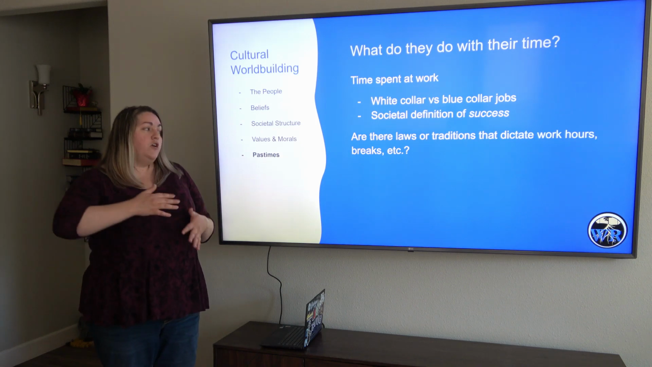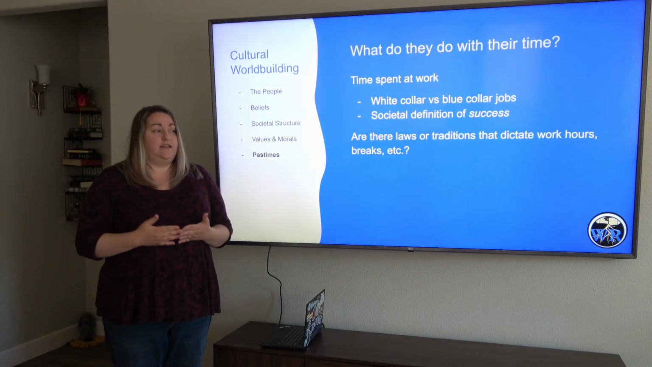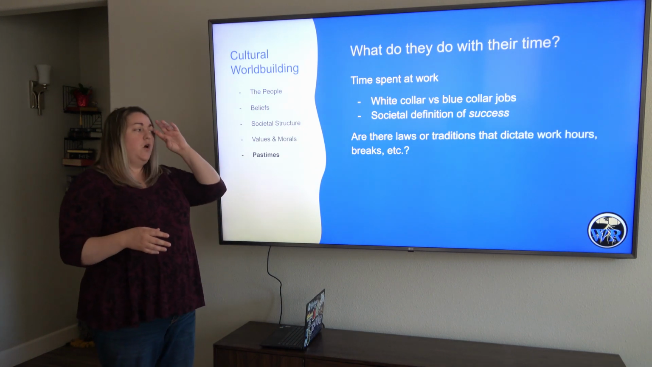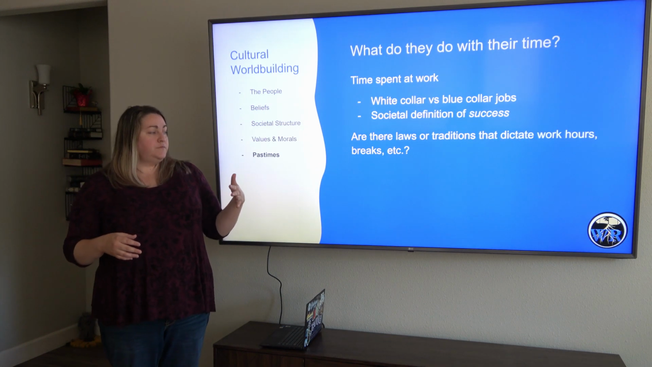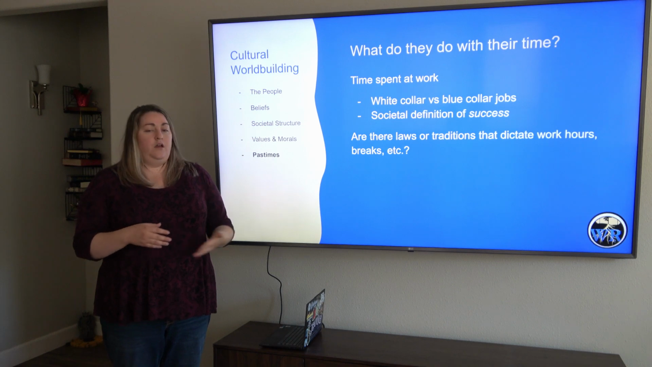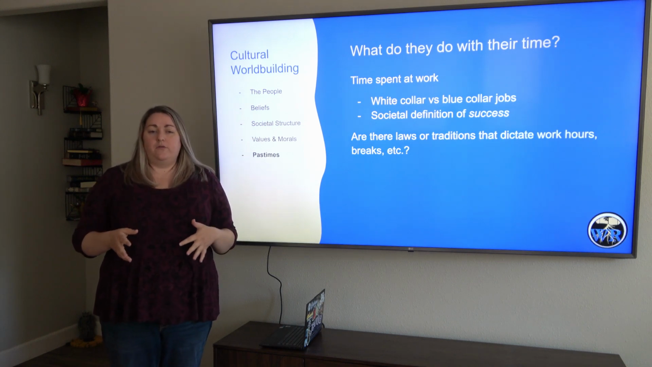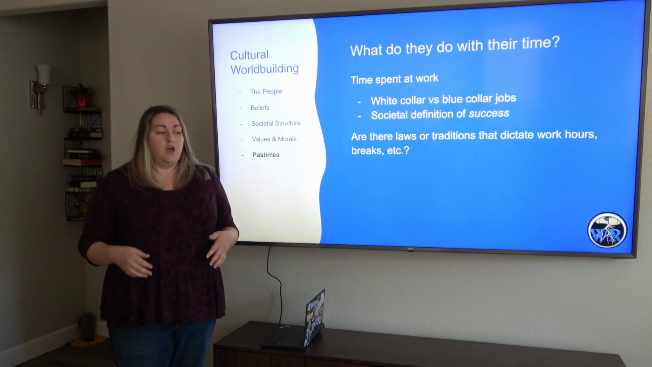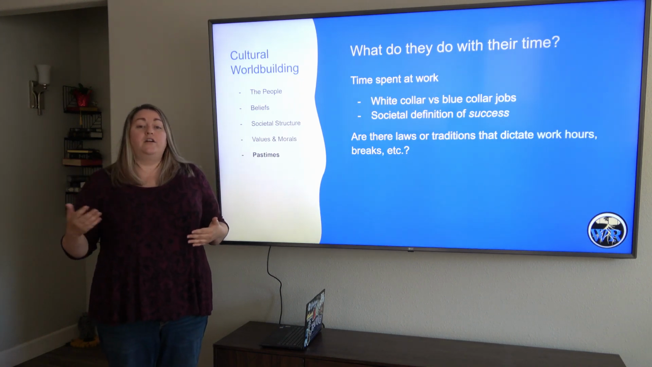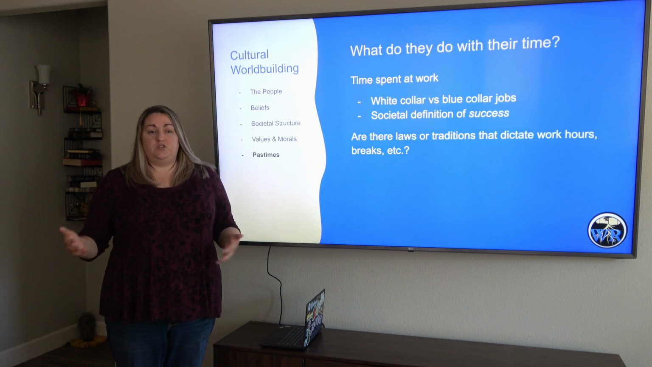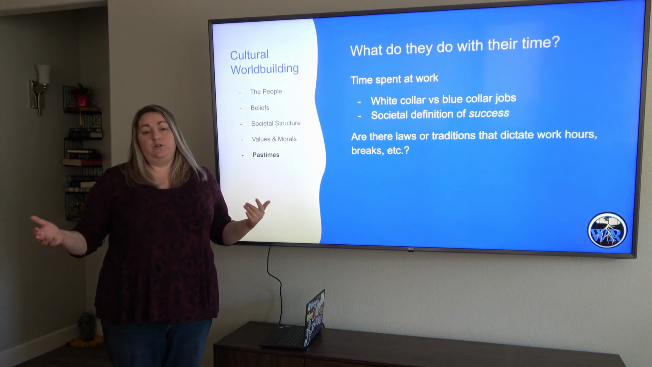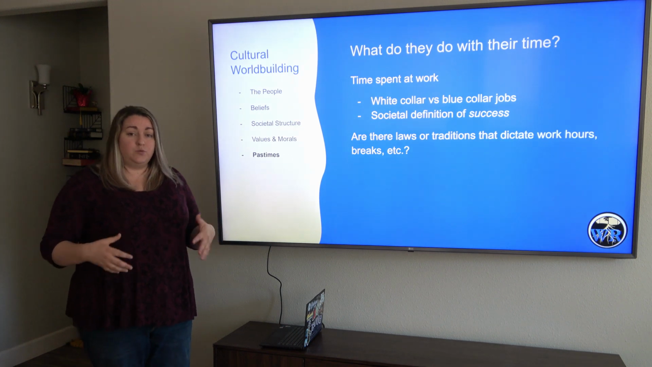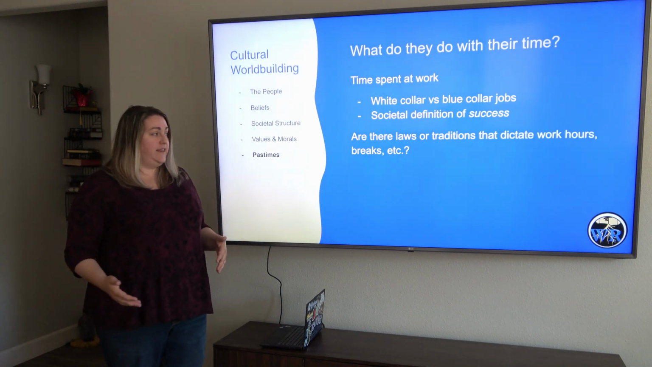And then, are there traditions or laws that dictate work hours, breaks, and any of that? So if you consider the Industrial Revolution, there really weren't a lot of laws around factory workers. So they would be required to work 16, 20-hour days in terrible conditions and not really compensated for it because there weren't laws yet to protect them.